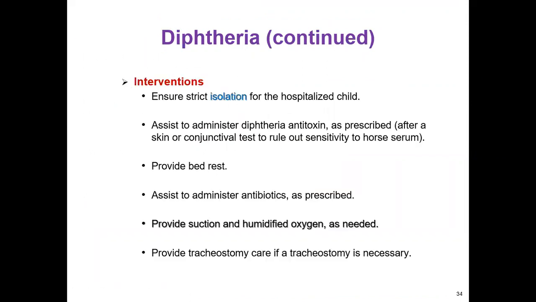What are the interventions? First of all, isolate the patient. Strictly maintain isolation: if it is pharyngeal diphtheria, droplet precautions; if it is cutaneous diphtheria, contact precautions. Assist to administer diphtheria antitoxin as prescribed. Provide bed rest. Assist with the administration of antibiotics. Provide humidified oxygen and provide tracheostomy care if a tracheostomy is necessary.